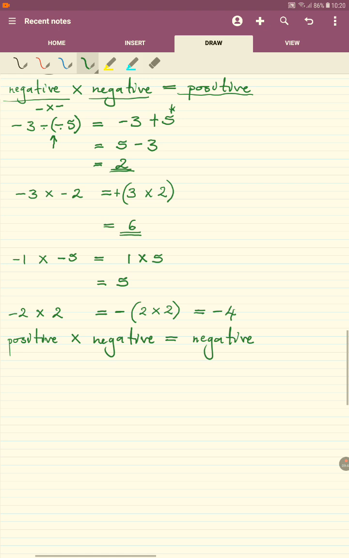Another example, if I have 3 and we multiply it by minus 4, you can put the negative sign outside the bracket, and then you just multiply 3 by 4, and your answer will be negative 12.